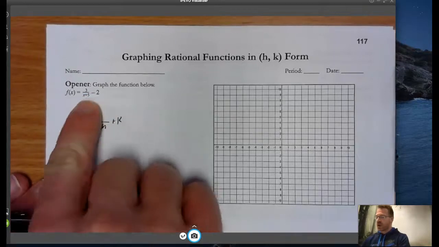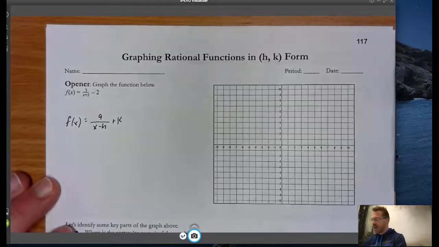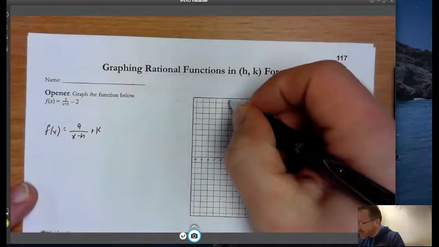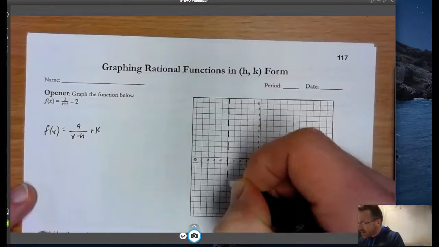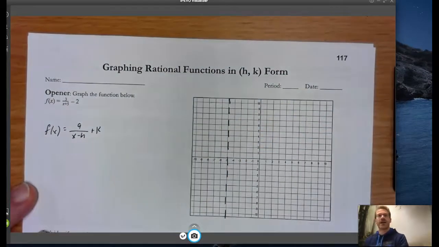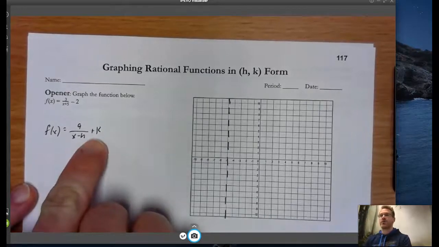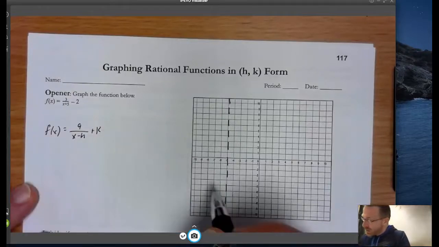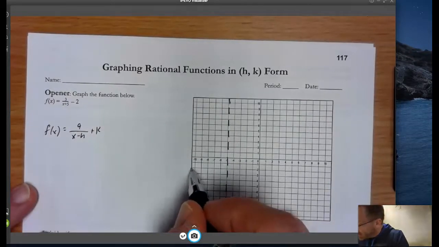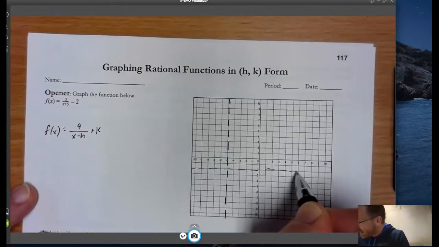In this particular case, notice it's x plus 5, and it's always opposite, so our vertical asymptote is really at negative 5. I'm going to draw that vertical asymptote in. And then the k value out here is going to give us a horizontal asymptote, and in this case that would be negative 2. So I'm going to go to negative 2 right here and draw that horizontal asymptote in, just like that.